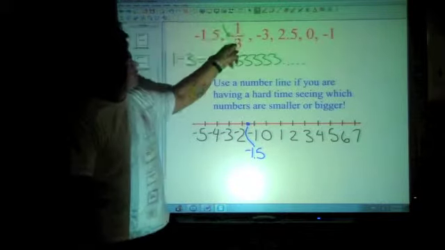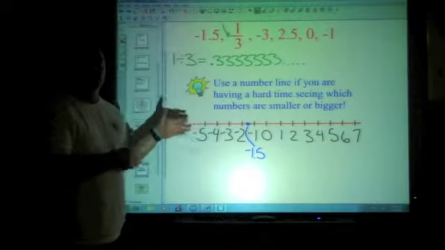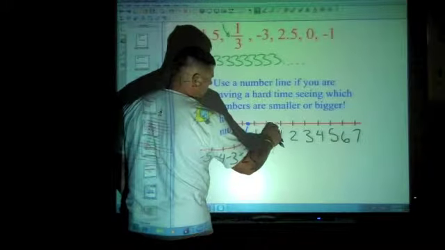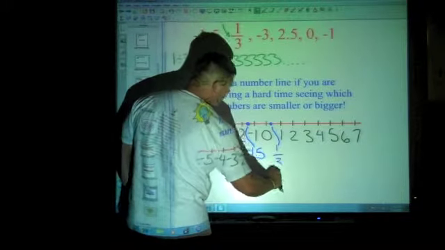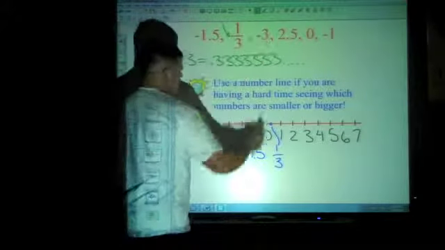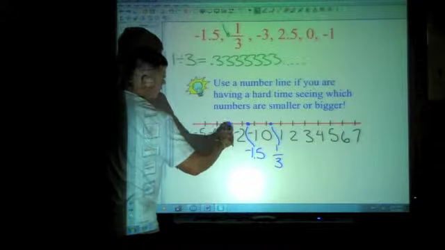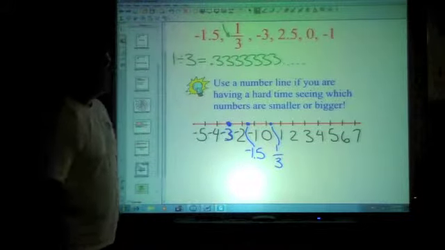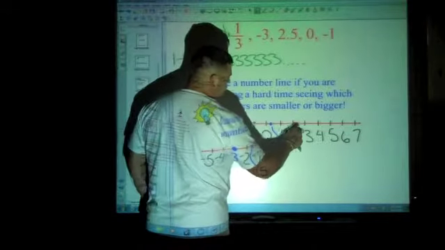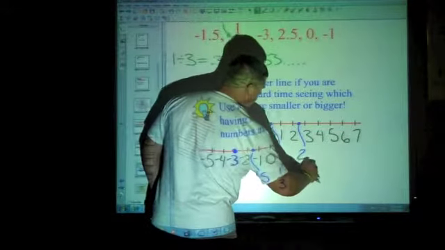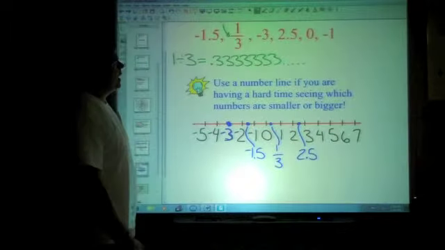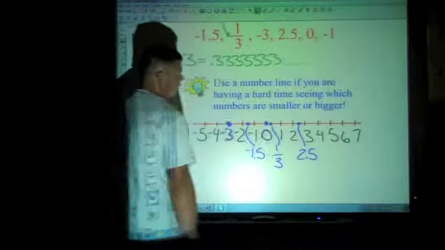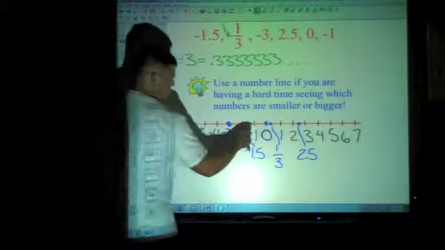Then I've got 1/3. 1/3 is not 0. It's bigger than 0, but it's not a whole 1. 1/3 is somewhere in here. So I have 1/3. I've got -3. That's pretty easy to graph. -3 is right there. So I've already labeled that, -3. I've got 2.5. 2.5 is halfway between 2 and 3. So it's right there. 2.5. And I've got a 0. 0 is pretty easy to graph because I've got a spot for it. And I have -1, which is right here.